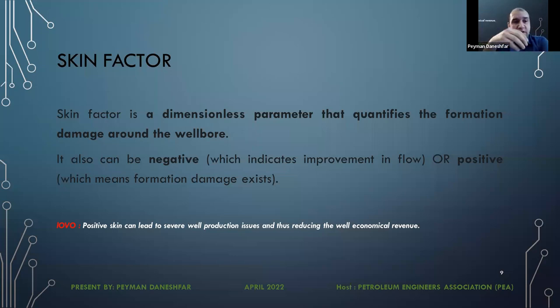Note in the slide below that positive skin can lead to severe loss of well production, which reduces the well's economic revenue. Whenever you encounter formation damage, if you don't cure it, you will be dead, not dead as you think. It means that the production rate will decrease, and the economics of the well are not good for us. We should do it to increase the production and get the well back again.